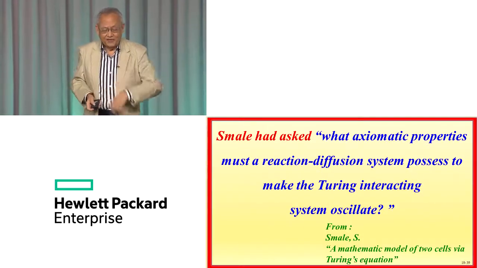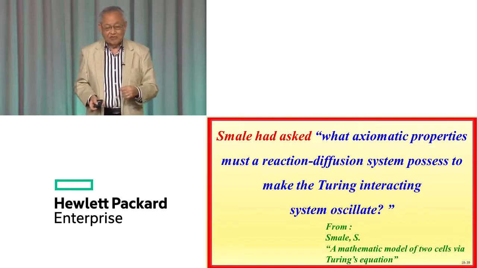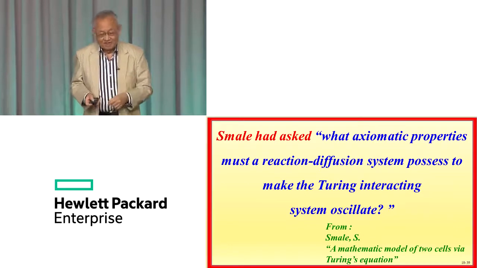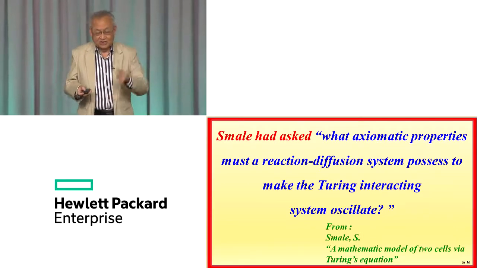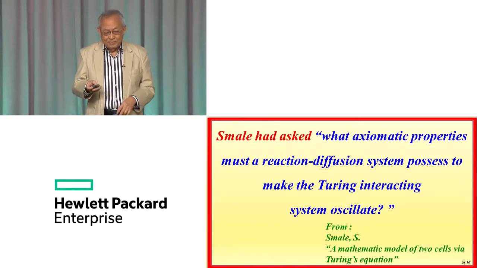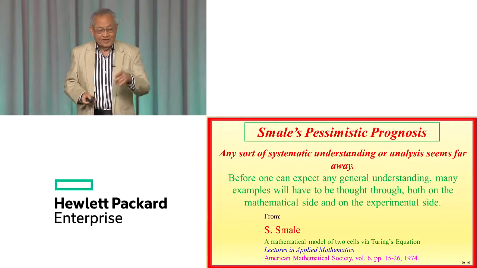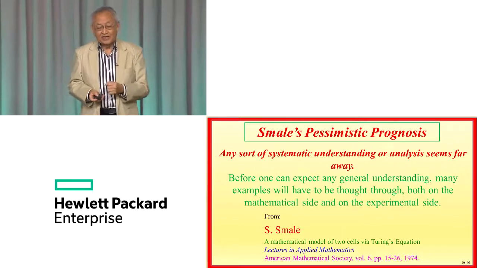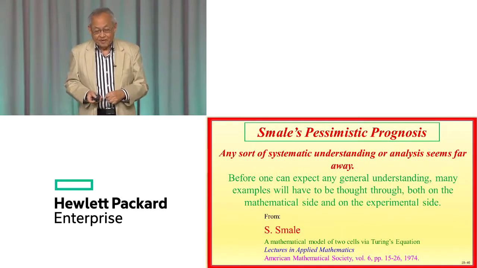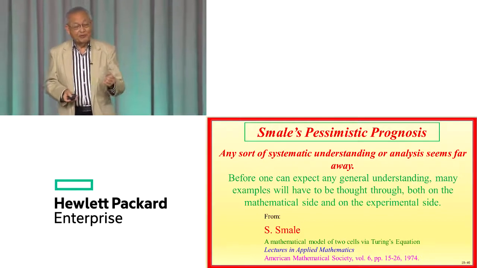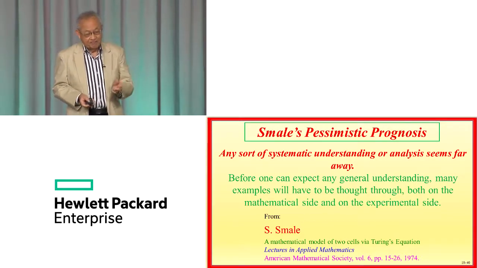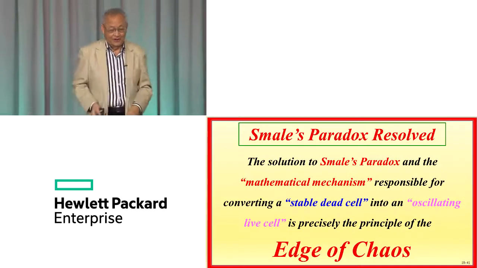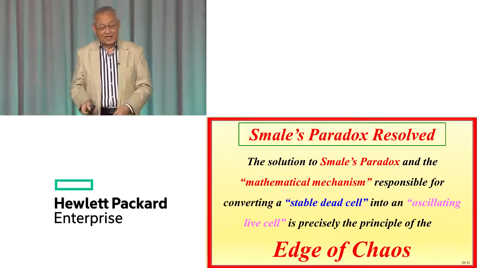Okay, so Stephen Smale asked, what axiomatic properties must a reaction diffusion system possess to make the Turing interacting system oscillate? That's an unsolved problem, okay? So the second unsolved problem. In fact, Smale was quite pessimistic. He said, and this is copied directly from his paper, any sort of systematic understanding or analysis seems far away. Before one can expect any general understanding, many examples will have to be thought through, both on the mathematical side and on the experimental side. So he was very pessimistic, and he was right. It took 40 years before I solved it. Smale's paradox is now resolved, and the answer I get is the edge of chaos.